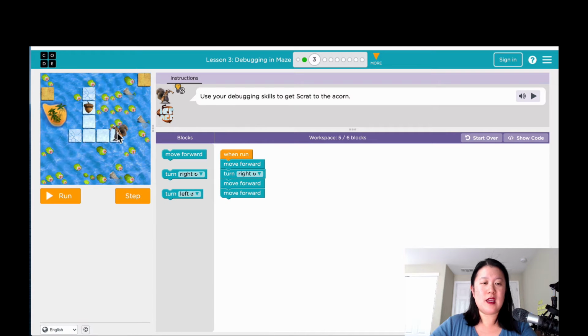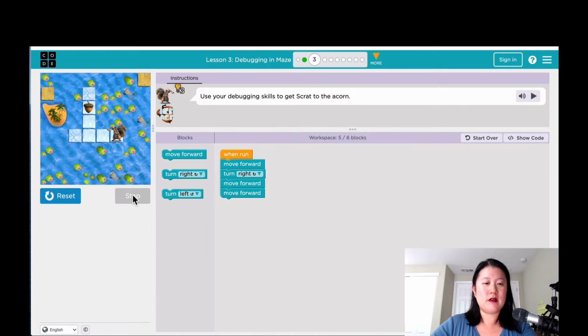Same goal. Get him to the acorn. We have 5 blocks out of 6. Something we have to do to change this. So if we look here at our algorithm, our first block is move forward. We could use step and check it. We could turn right. That's what it says right here. We move forward. Wait, let's think.